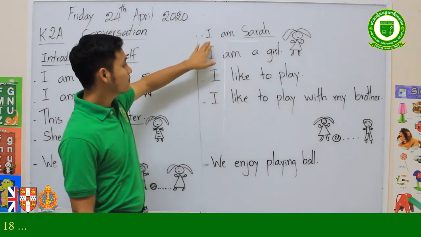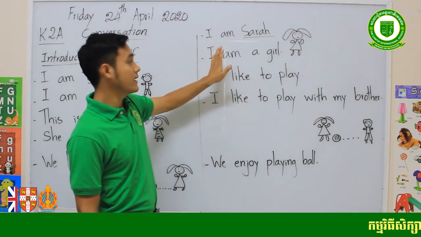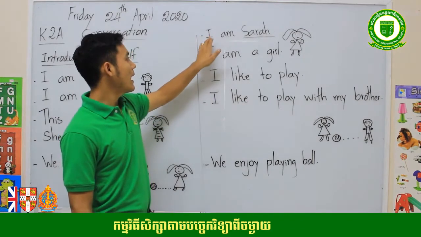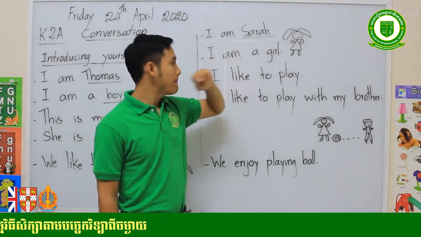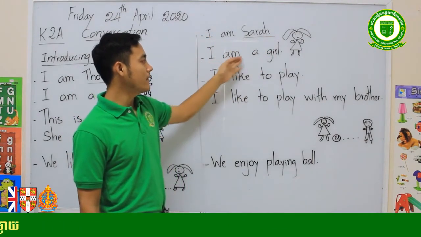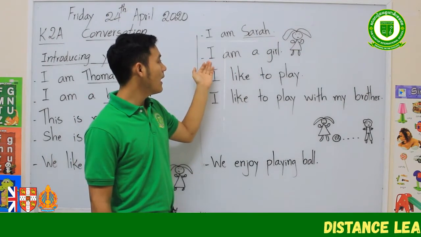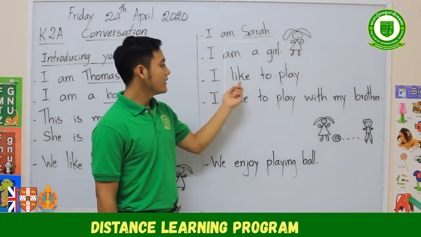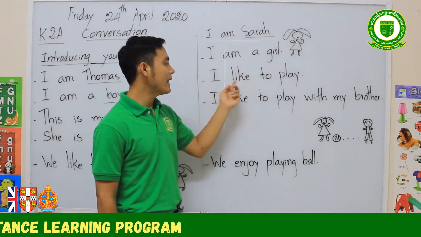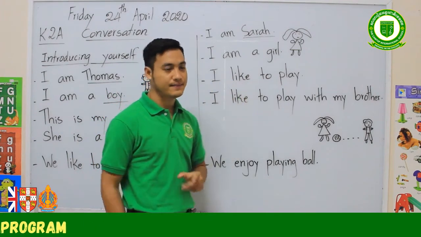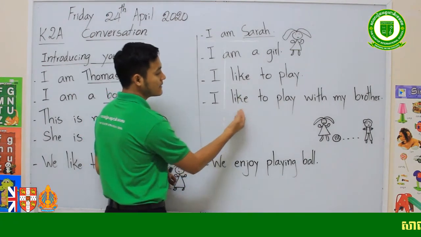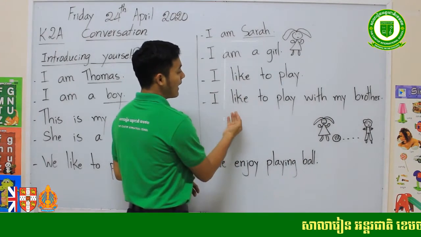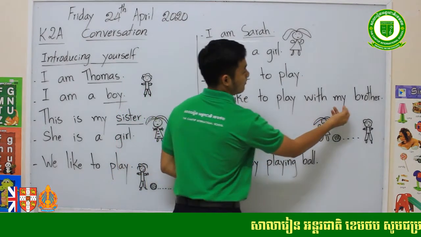So this one, she said, I am Sarah. Okay, go. I am Sarah. I am a girl. I like to play. I like to play with my brother.